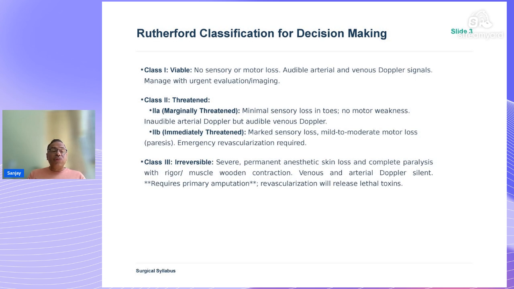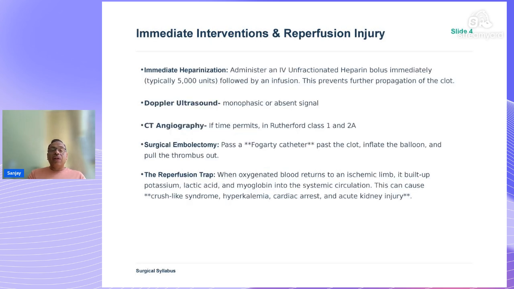If you attempt to do a revascularization in such a case, there may be release of lethal toxins, which we will discuss, what we call reperfusion syndrome. So these are the three classes of Rutherford, which would help you in formulating a treatment plan for a case of acute limb ischemia. Now, what are the immediate interventions?